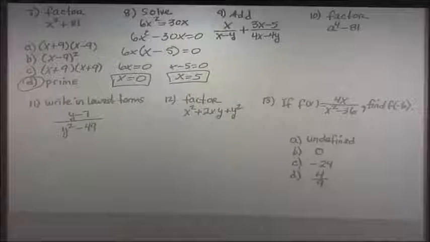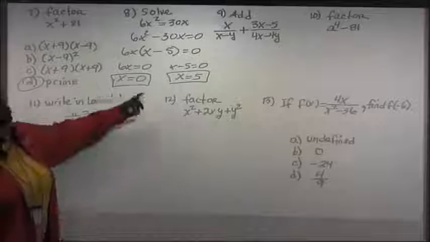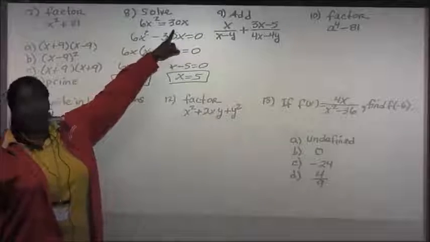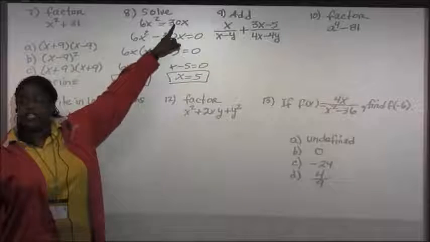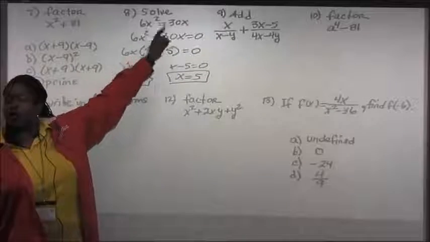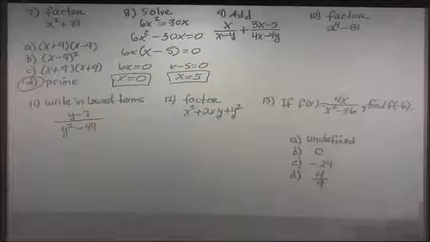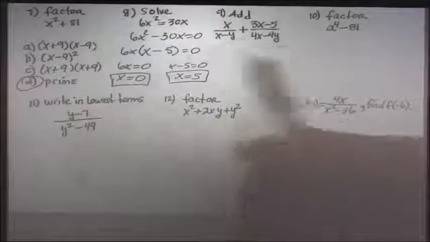Okay, she says, how did I move the 30x over? I subtracted it over. So you see here in the original problem, it was a positive 30x. So in order to move it over, I have to subtract it over. So always think opposite.